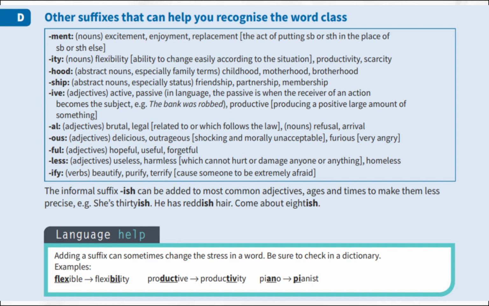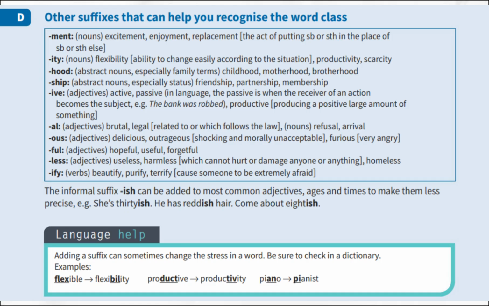Other suffixes that can help you recognize word class. Finally, let us look at other suffixes that can help you recognize word class. -ment forms nouns. For example, excitement, enjoyment, and replacement, the act of putting someone or something in the place of someone or something else. -ity forms nouns. For example, flexibility, ability to change easily according to the situation, productivity, and scarcity. -hood forms abstract nouns, especially family terms. For example, childhood, motherhood, and brotherhood.